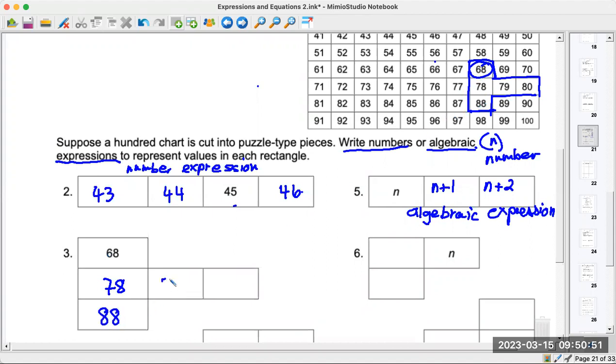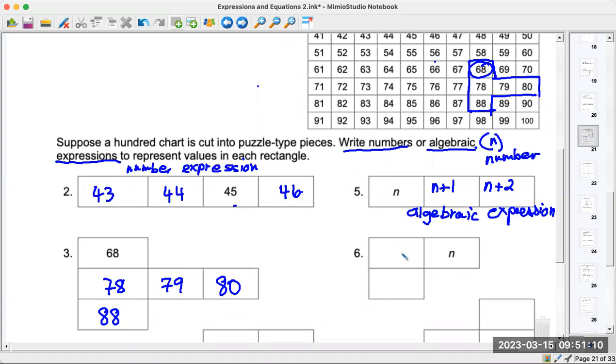This is 79. So it's a cutout of my 100 chart. There. Easy when we have numbers. That's called a number expression or numerical expression. Harder when we have only letters.